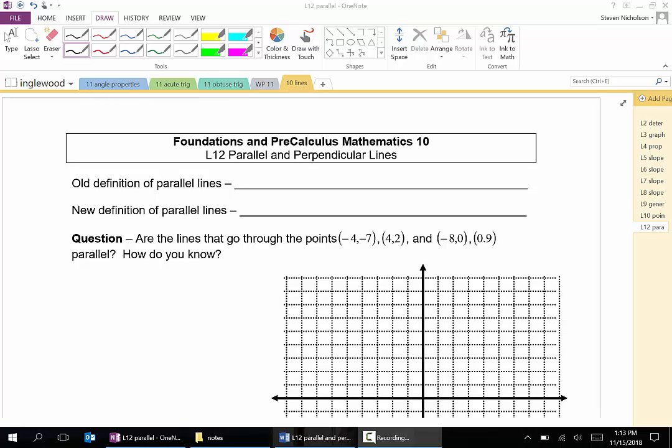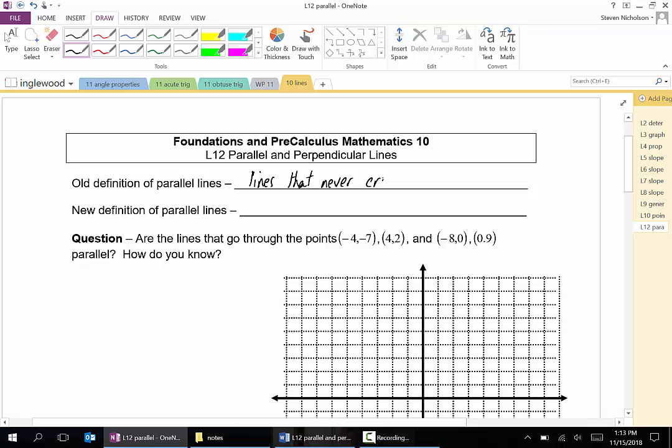Finally, our last lesson of this section on lines. We're going to look at parallel and perpendicular lines, and we'll start off with parallel lines. So our old definition of parallel lines probably looks something like this. Lines that never cross.